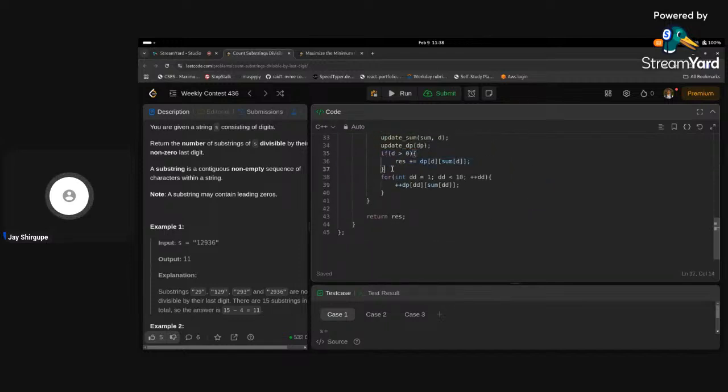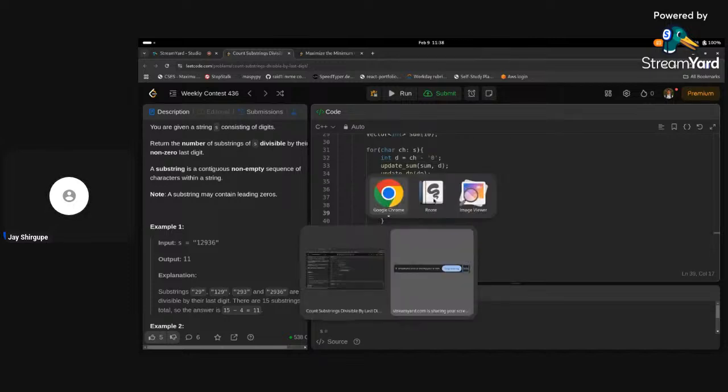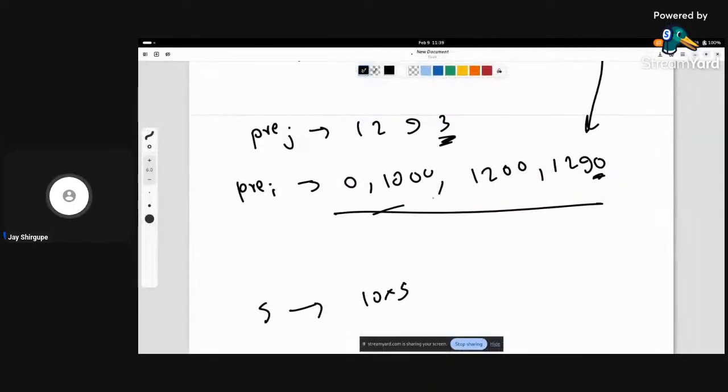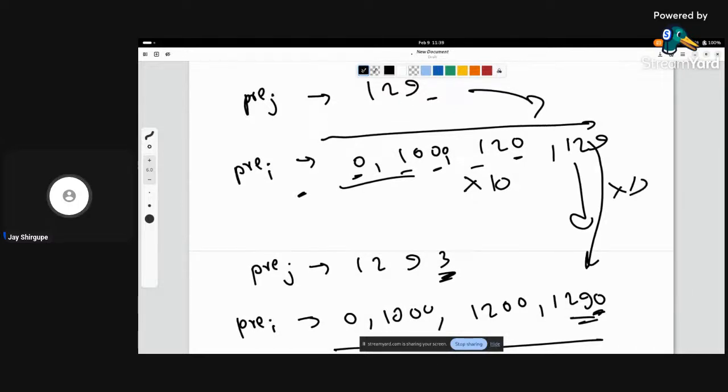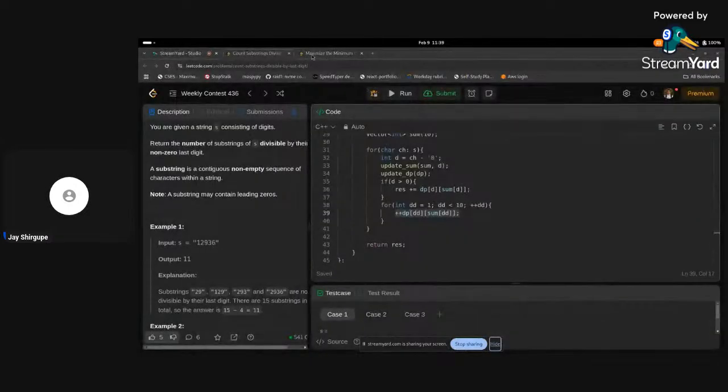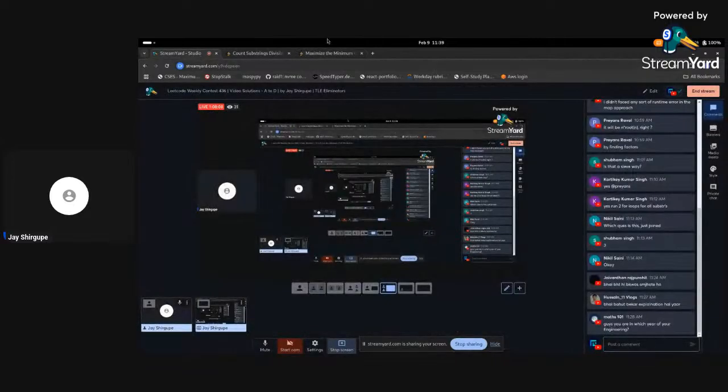And if d is greater than 0, then we add into rest how many prefixes of i we have such that their value modulo d is equal to the current sum, that is prefix of j. Then again, for iterating over all digits, you can once again update the DP array. This is like adding this thing, like 1290, to the array. So the last part would correspond to adding 129 over here, and then multiplying that by 10, and you would get your new prefix of i. That was clear. Okay.